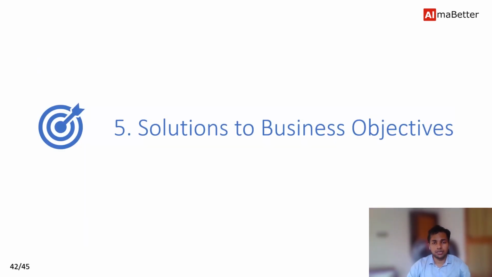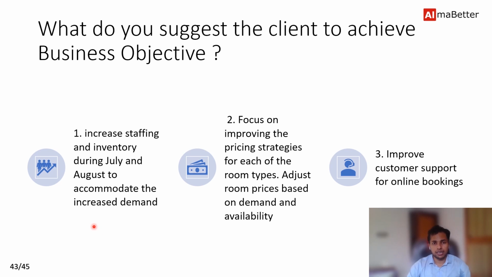Next, we'll discuss the solutions we have obtained so far to achieve the business objectives. Based on our analysis, we suggest the following measures to help the hotel achieve its business objectives. First, to accommodate the increased demand, the hotel should increase staffing and inventory during July and August. This will help to meet the customer demands and improve their overall experience.